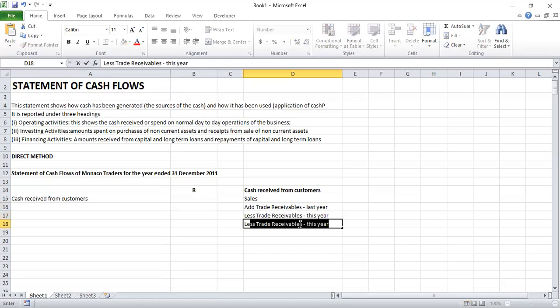Then we subtract credit losses written off. And you should know that these credit losses should exclude the allowance for credit losses. Because remember, the allowance will not have been written off as yet. So they should be excluded. We should not include the allowance. So this will give us our cash received from customers.